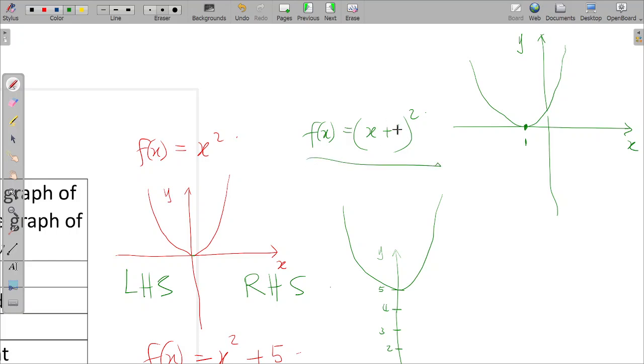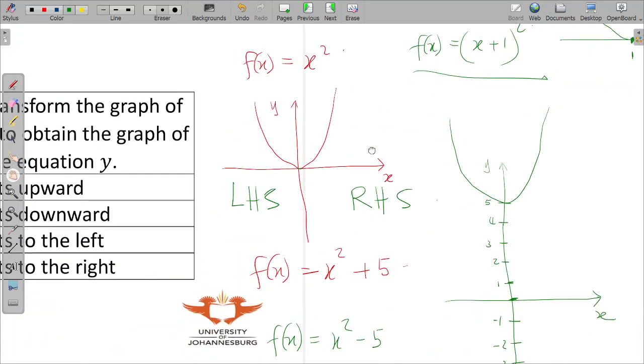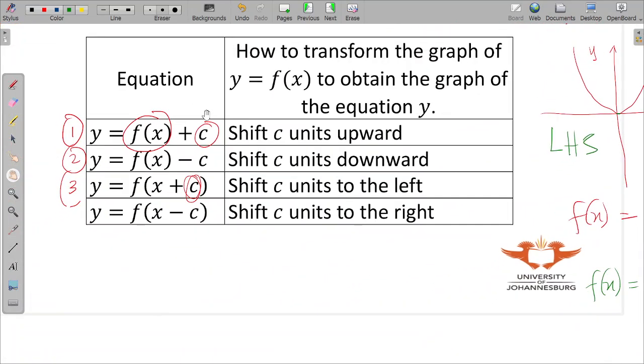If it is negative, we are shifting it to this side. But if it is positive, we are shifting it to the left. Please take note of that. That is number 4 we have just done. So if it is negative inside the function, then we shift it to the right.